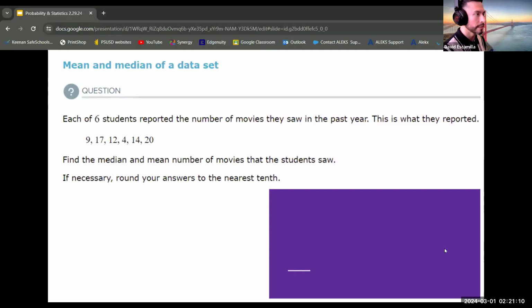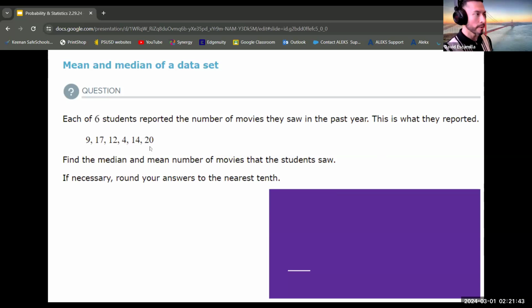Third problem, it's about mean and median of a data set. We continue to work with data sets. We need to get used to that. Take a look at the problem, copy, paraphrase the problem, read it to yourself. Each of 6 students reported the number of movies they saw in the past year. This is what they reported. 9 movies, 17 movies, 12, 4, 14, and 20.